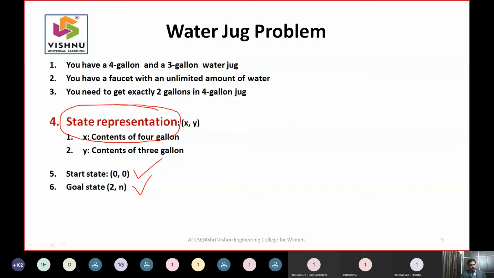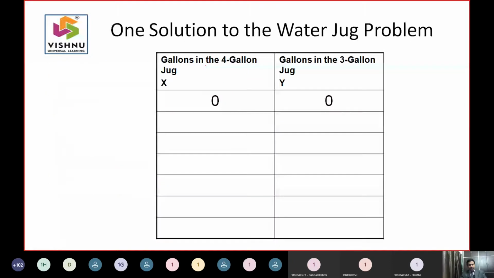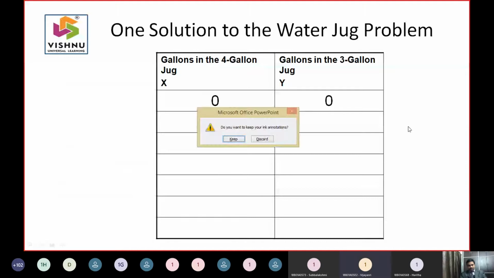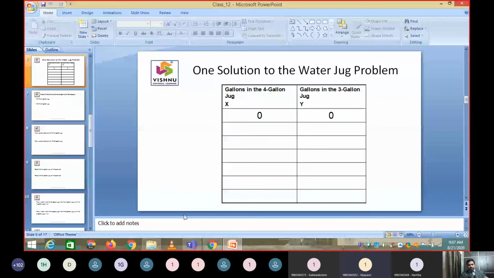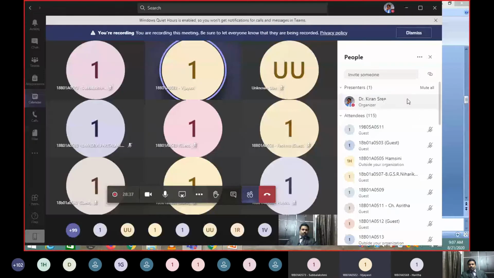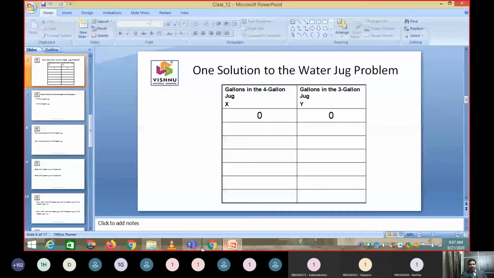Before getting into the next slide, what will be there in the next slide is the analysis. How do you get this? So we have done the analysis part, like how do you reach the goal.